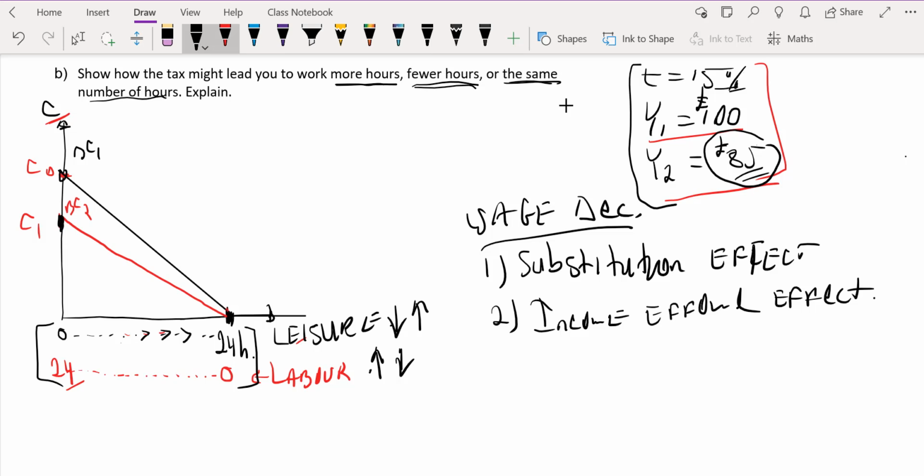The first one says, let me choose another color here. Let's assume that we are currently right here with some L0 amount of labor and some consumption.